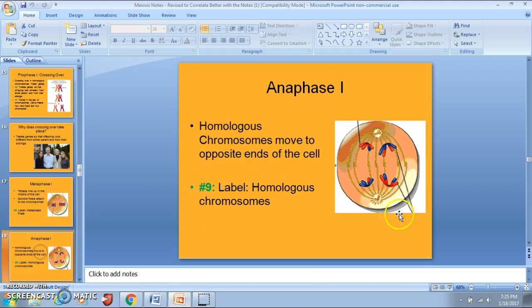All right, our next step is anaphase 1, and during that step, our homologous chromosomes get pulled apart from each other. So at this point, we're not ripping apart chromatids like we did in mitosis. We're pulling apart these pairs of homologous chromosomes.